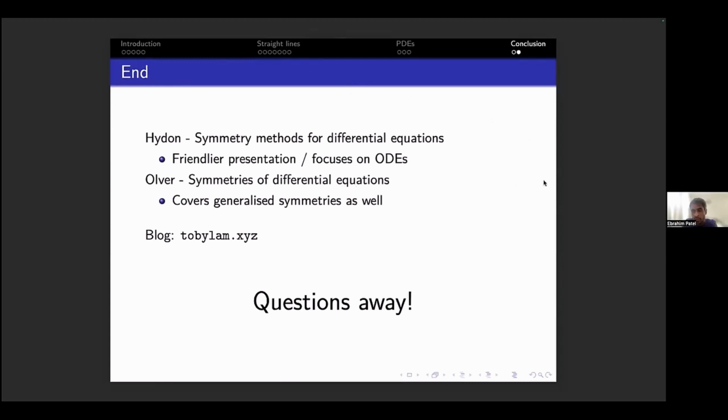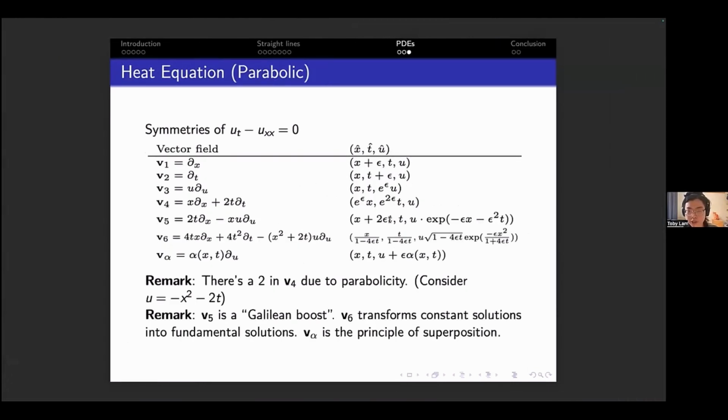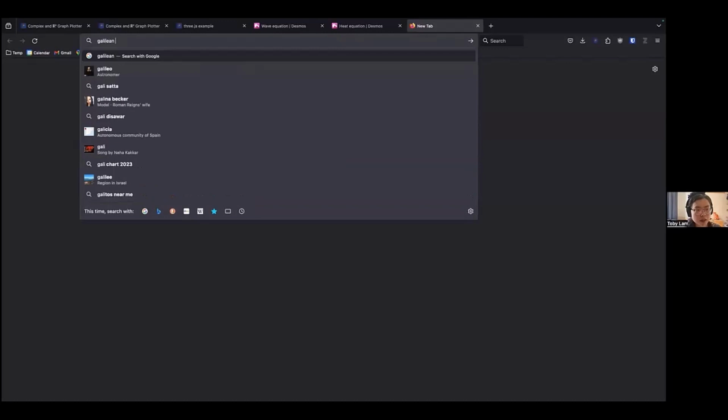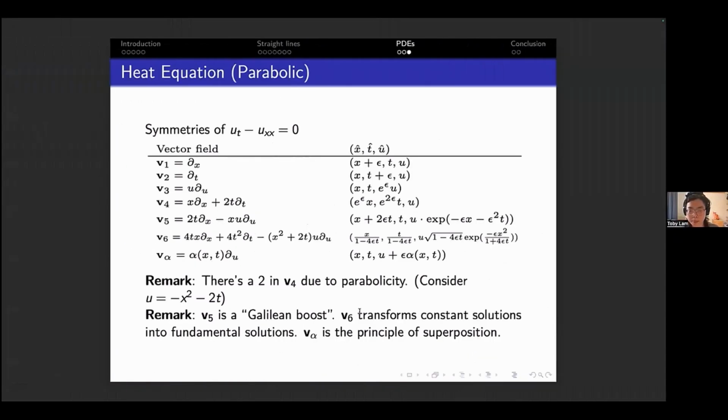Why is V5 called the Galilean boost? Yeah, so I hope that I was able to explain that slightly before. It's really just because of this. So forget about the U term. Just think about the x and the time. Whenever we add some sort of velocity to the position, we call this a Galilean boost. So we can maybe look it up. We see that when we transform position by some sort of constant times time, this is called a Galilean boost in physics. Okay, cool. Thanks.